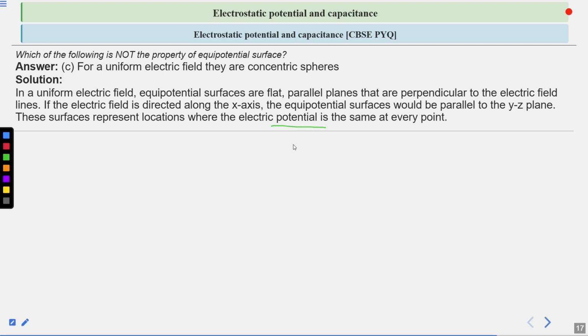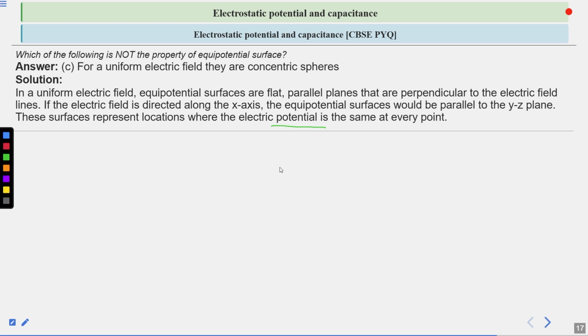Because if they cross each other, there would be a point in space where there are two values of potential. At the point of intersection, there would be two values of potential at a point, which is not possible. At any point, there will be one value of potential. Also, the rate of change of potential with respect to distance on them is 0.